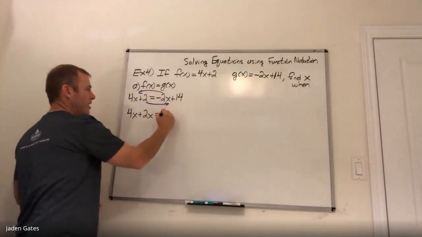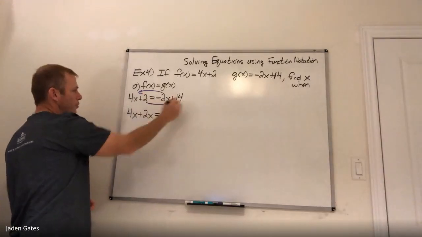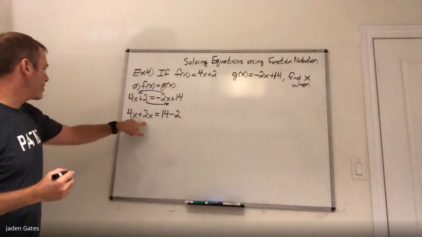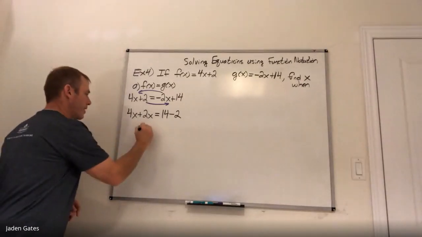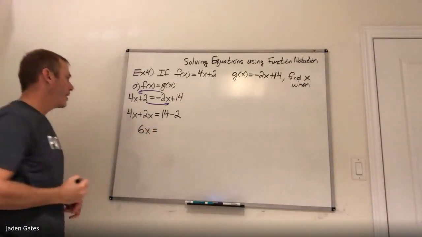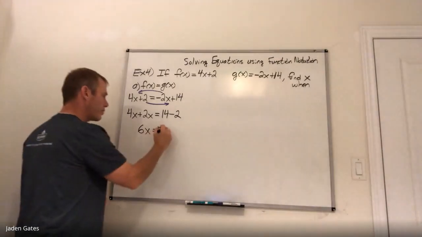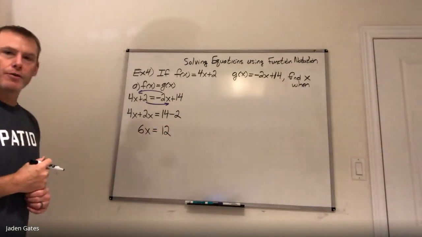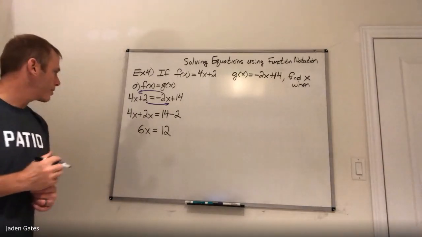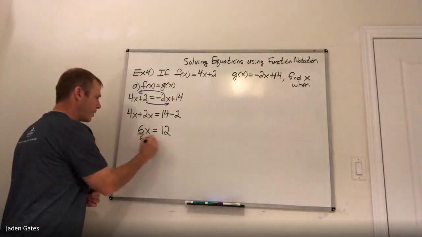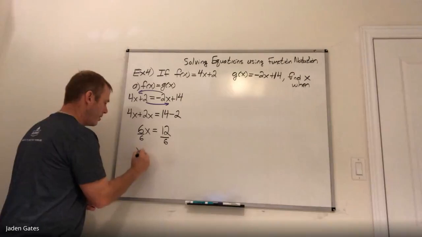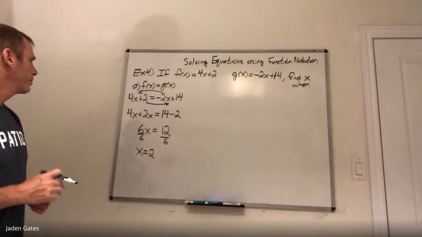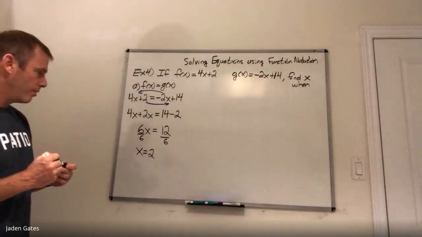I have a 14 here. I move the 2 over, so that's going to be a minus 2. All right, and let's see, put those two together, I get a 6x. And 14 minus 2 is 12. And then, of course, lastly, I'm going to divide by my numerical coefficient. All right, so divide both sides by 6. And my x is equal to 2. That's what makes those functions equal.